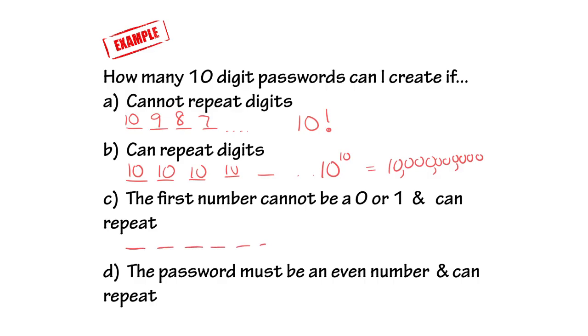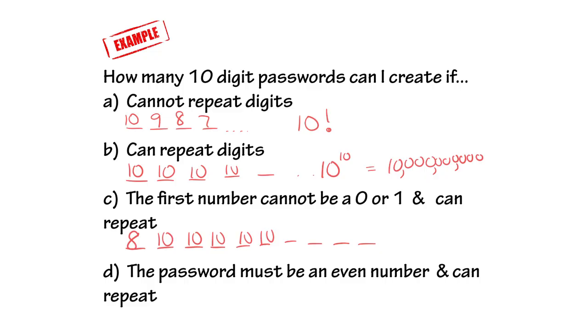Now I have 10 digits again. I should make an example where I don't have to have 10 of these. Okay, there we go. The first number cannot be a 0 or a 1. All right, so that means I would only have 8 options for the first character. Now I am allowed to repeat, so that means I'm back to 10 options for everything after that.